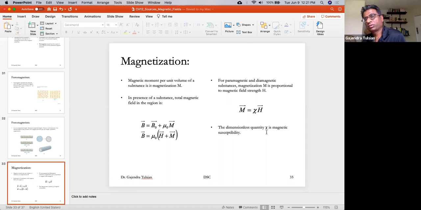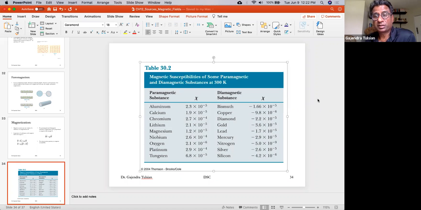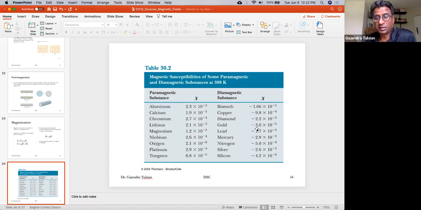And that can be a useful property. So here are some paragraphs paramagnetic substances. They acquire magnetization in the direction of the external field, and there are their numbers, the susceptibility. Diamagnetic materials, on the other hand, acquire magnetization in the opposite direction, and their susceptibilities are negative.